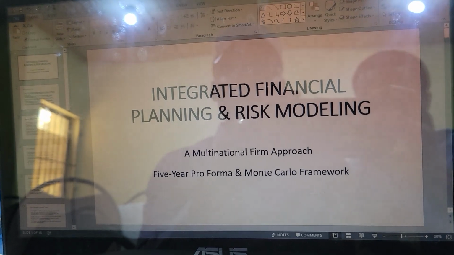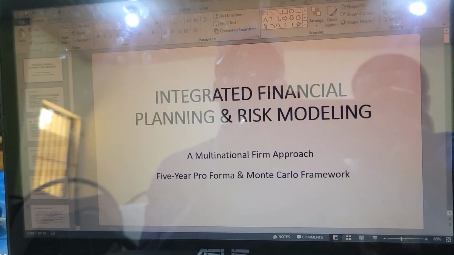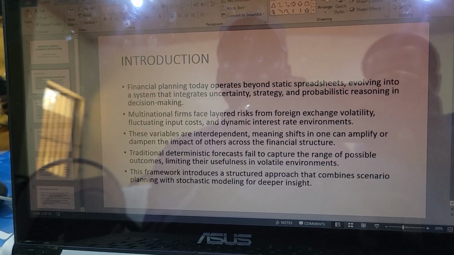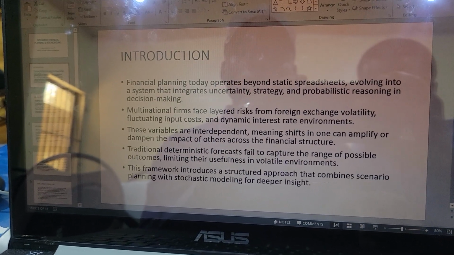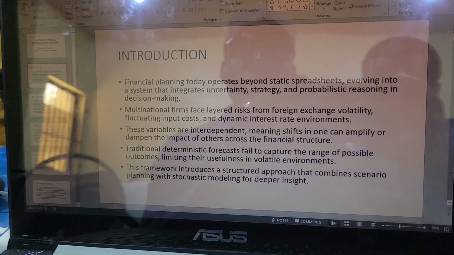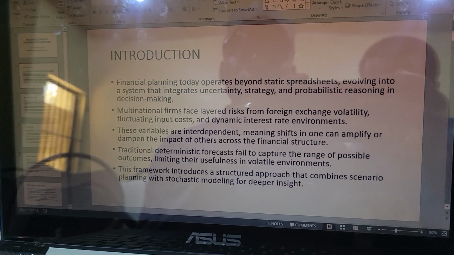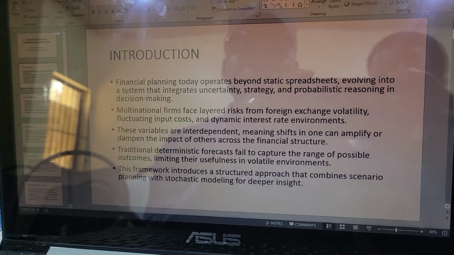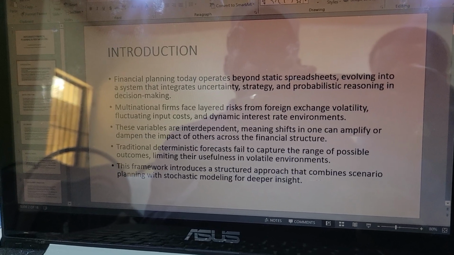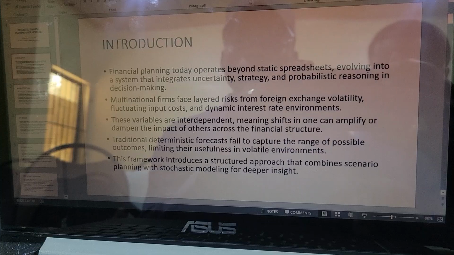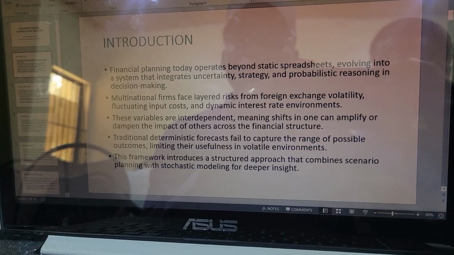Integrated financial planning and risk modeling, a multinational firm approach, 5-year pro forma and Monte Carlo framework. Introduction. Financial planning today operates beyond static spreadsheets, evolving into a system that integrates uncertainty, strategy, and probabilistic reasoning in decision making. Multinational firms face layered risk from foreign exchange volatility, fluctuating input costs, and dynamic interest rate environments.